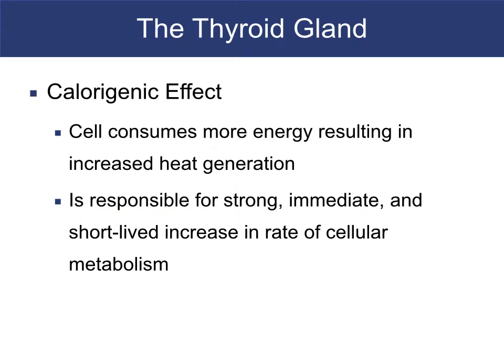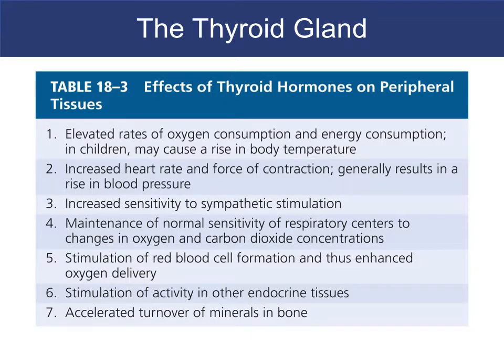The thyroid gland kind of controls the calorigenic effect, which is what I wish I had, where you can get all the cells to burn up more energy and make more heat. This is why the hyperthyroid people are usually kind of warm, and they're hyper. It leads to an increase in cell metabolism.